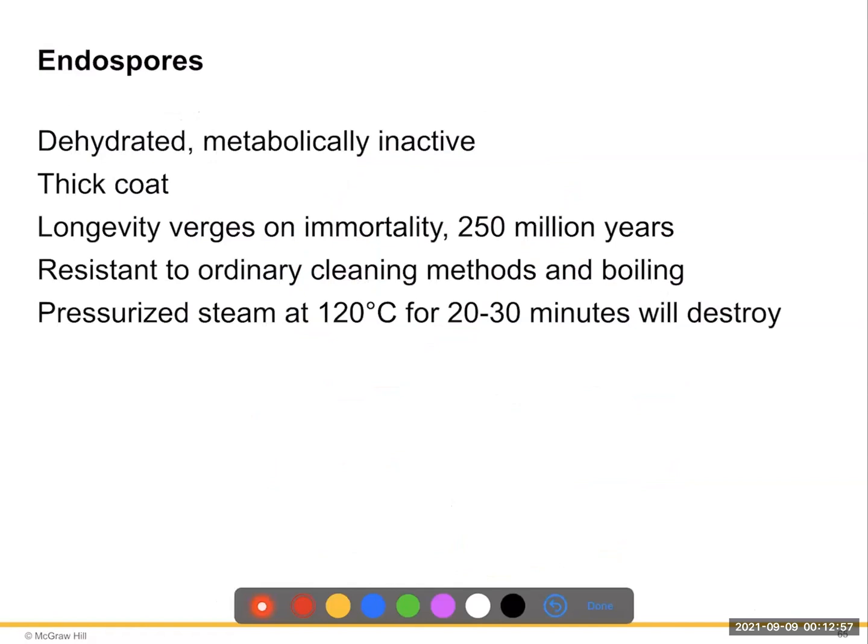Okay. So they're dehydrated, so you can't dry them out. They're metabolically inactive. They're not producing anything. They have a very thick coat. Longevity is basically immortality. They live maybe 250 million years like that. That's pretty much immortal. If you're gonna live 250 million years, I would classify that as immortality.